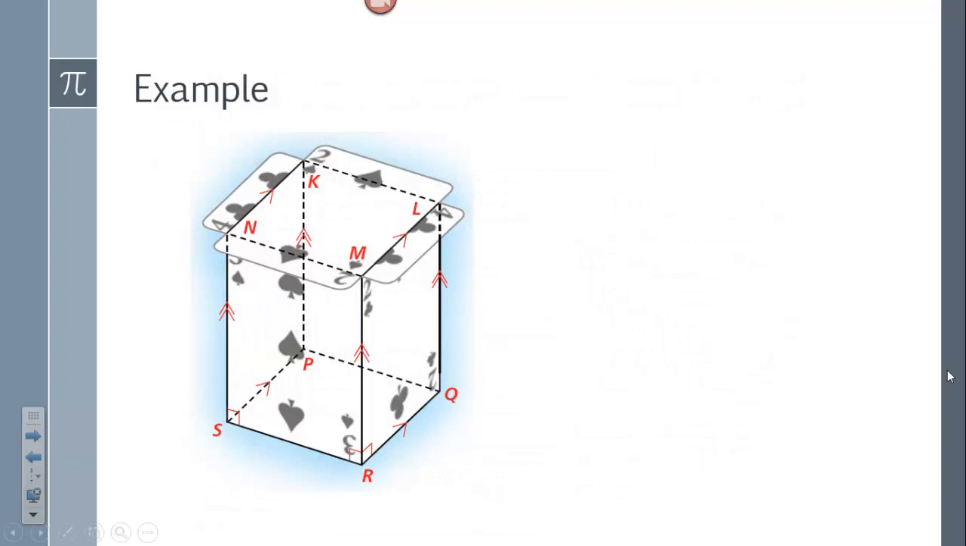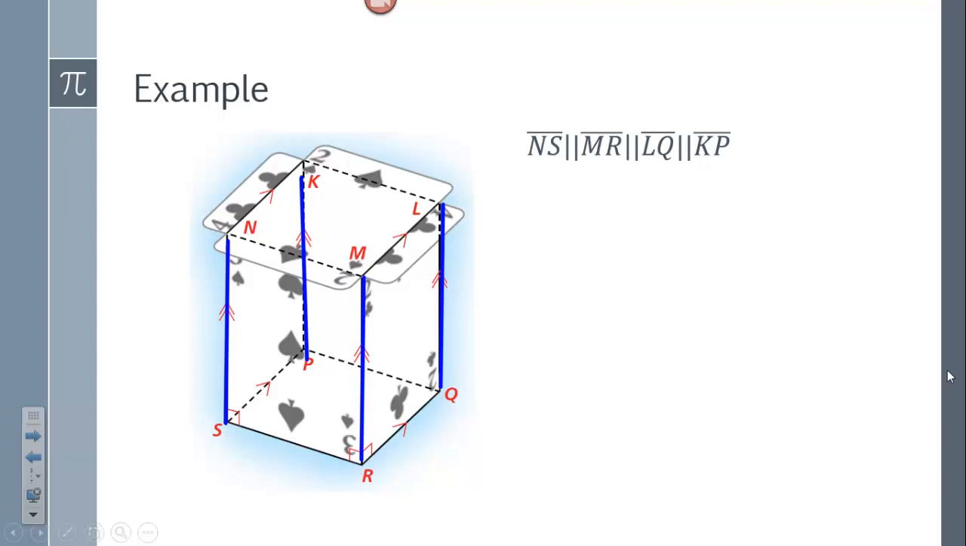Let's take a look at an example. This is like a house of cards here. Okay, and let's take a look first at the lines that we can conclude are parallel. You'll see we have a set of 4 parallel lines. They're kind of like the vertical edges of this house. NS, MR, LQ, and KP. Those are all parallel segments.